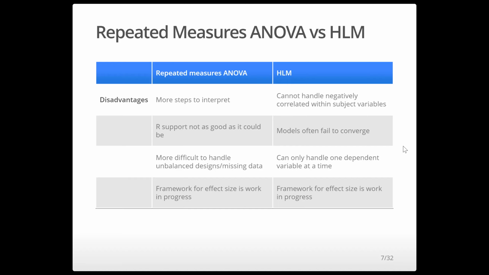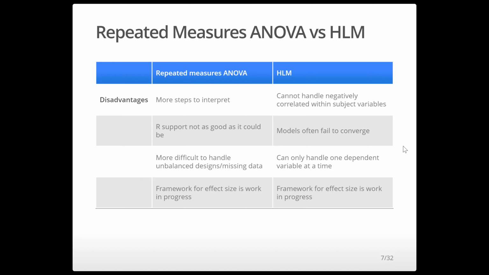HLM, because of the maximum likelihood algorithms, can fail to converge. They can run into problems where they'll just tell you they couldn't find a solution, and you either have to find a way to reconfigure your model, or you may not be able to fit your model at all. HLM can also only handle one dependent variable at a time generally. So it's not multivariate in the sense that we've been discussing so far. It is very multivariate in other ways, but not in terms of having multiple dependent variables.